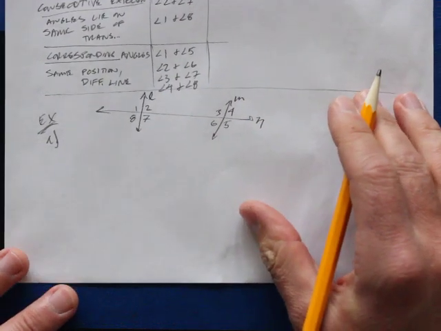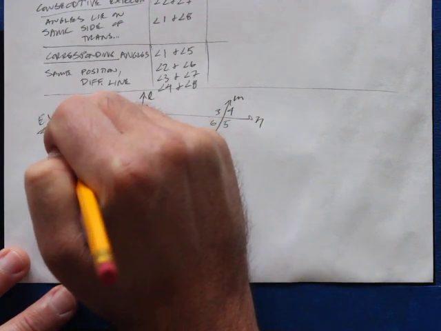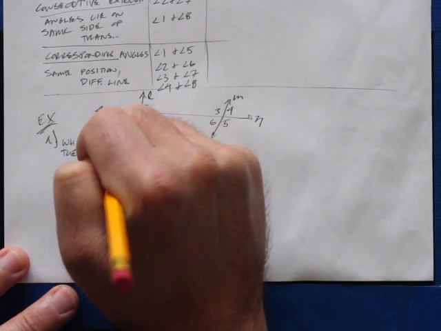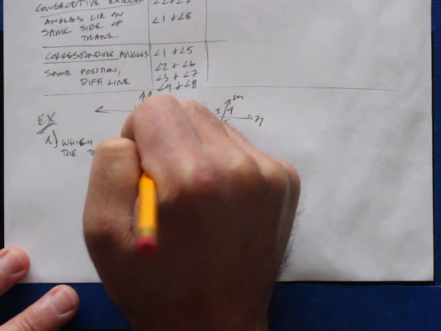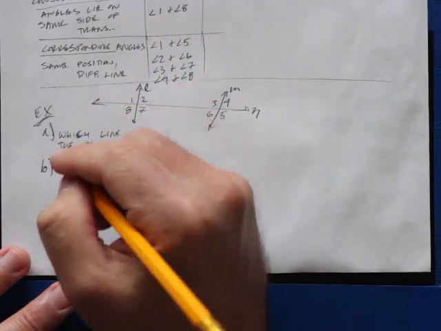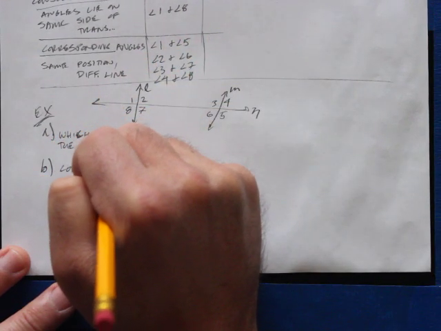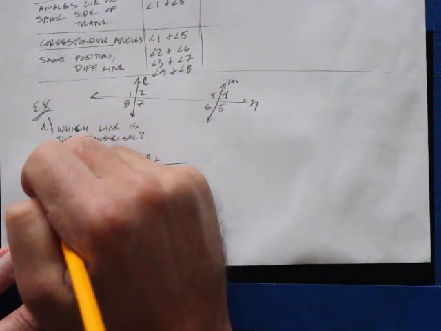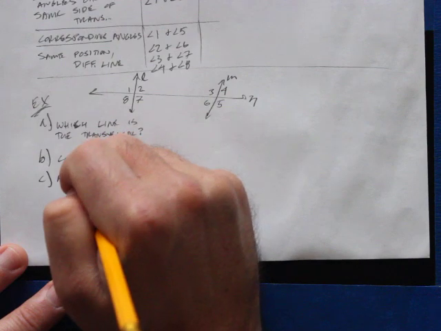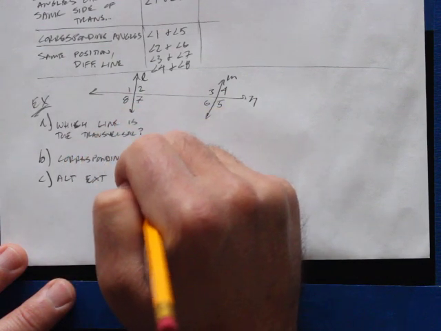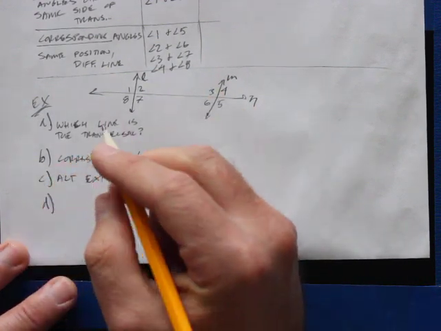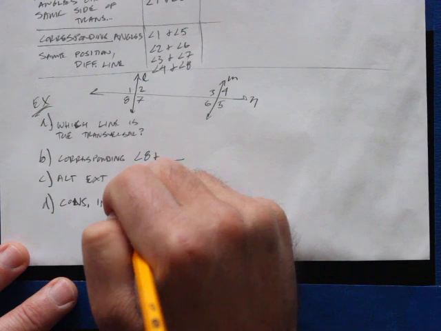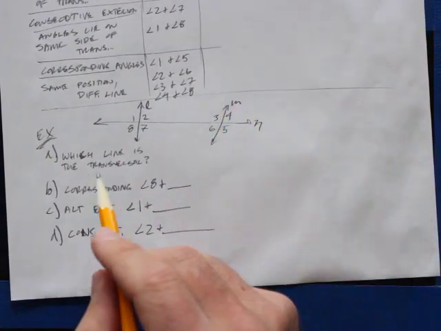So which line is the transversal? Oh, I've already told you that. Which line is the transversal? B. What is a corresponding angle to angle 8? 2 more questions. C. Alternate exterior to angle 1. And then D, consecutive interior to angle 2.